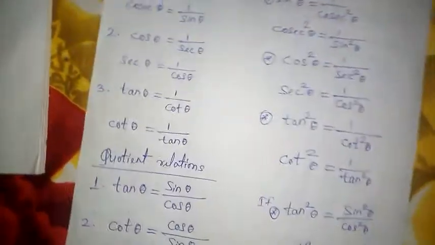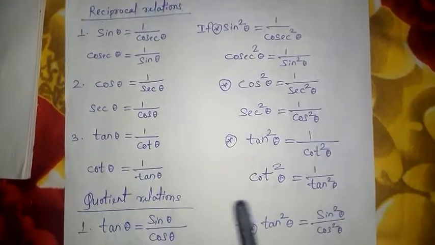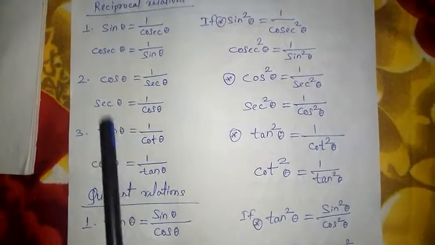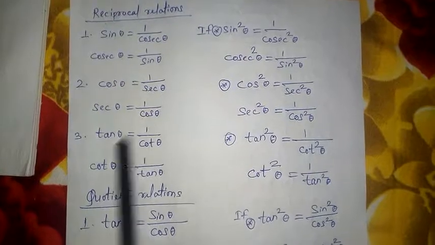So there are six trigonometrical identities, and they are sin theta, cos theta, tan theta, cosec theta, sec theta, cot theta, which you have learned in class 9 also. So let us start the exercise.